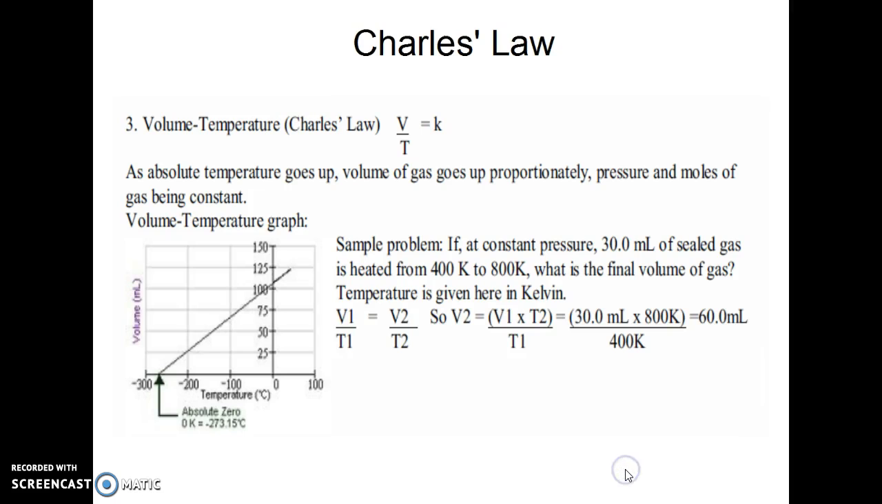The solution? We know that V1 over T1 equals V2 over T2. So if we solve for the second volume, we get V1 times the ratio T2 divided by T1. The volume then, 30 milliliters, we multiply by the ratio 800 Kelvin over 400 Kelvin. The new volume is 60 milliliters, which makes sense because the temperature is increased, the molecules are moving faster, they'll take up a higher volume.